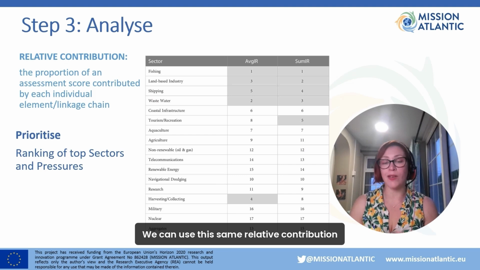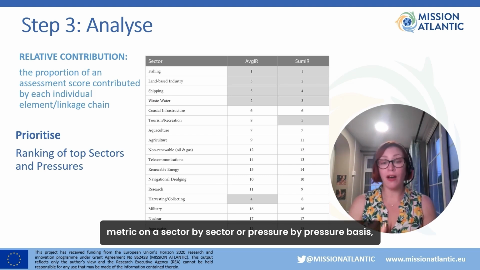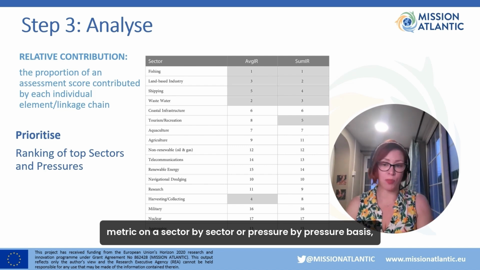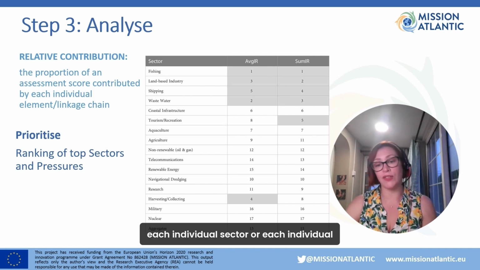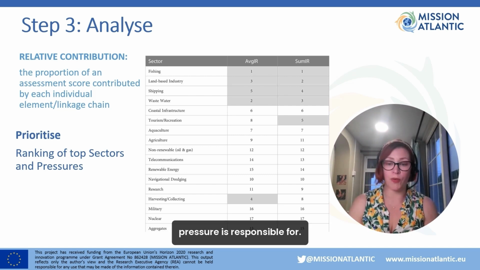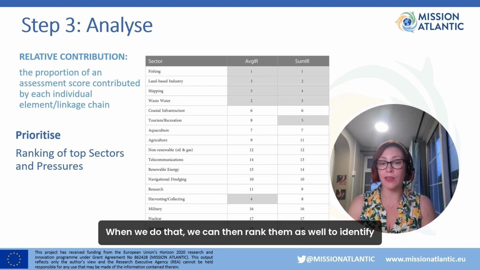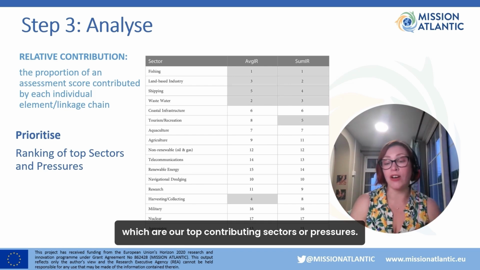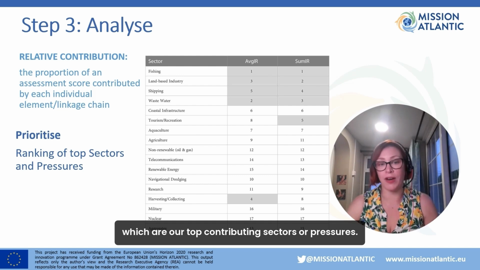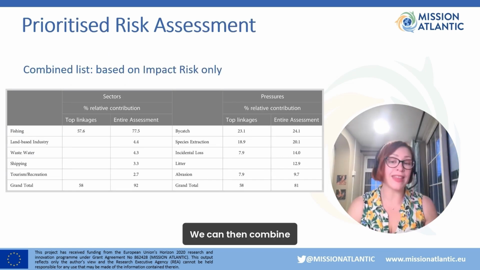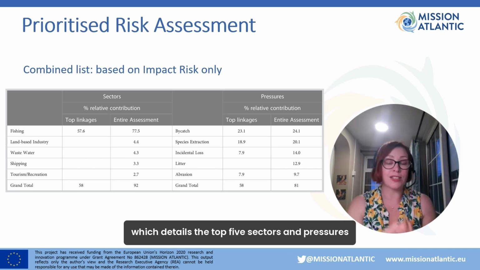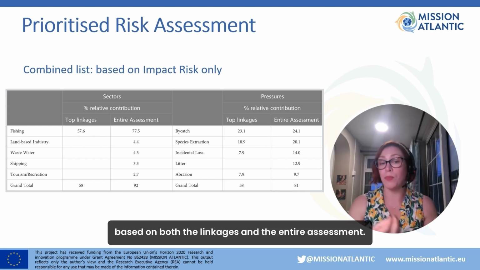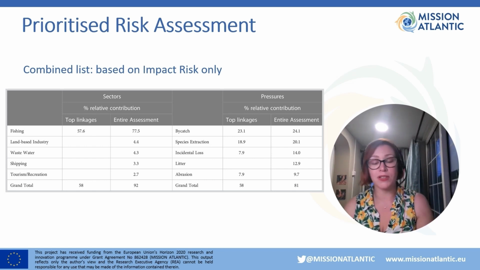We can use this same relative contribution metric on a sector by sector or pressure by pressure basis. And this tells us what proportion of the entire assessment each individual sector or each individual pressure is responsible for. When we do that, we can then rank them as well to identify which are our top contributing sectors or pressures. We can then combine both of these approaches in order to produce this table, which details the top 5 sectors and pressures based on both the linkages and the entire assessment.